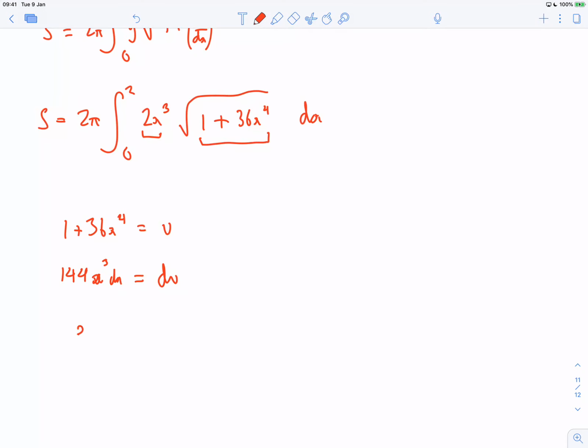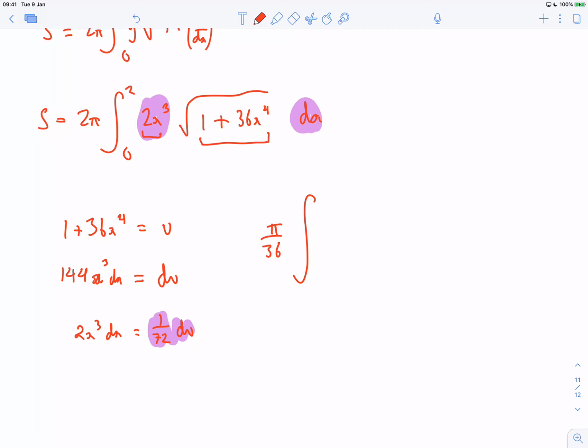So that means 2x cubed dx is going to equal 1 over 72 du. I make that. Yeah, if I divide by 72 both sides. So I know I can replace the 2x cubed and the dx with a 1 over 72 du. So that's going to be integral of 2 over 72, so that's going to be pi over 36.